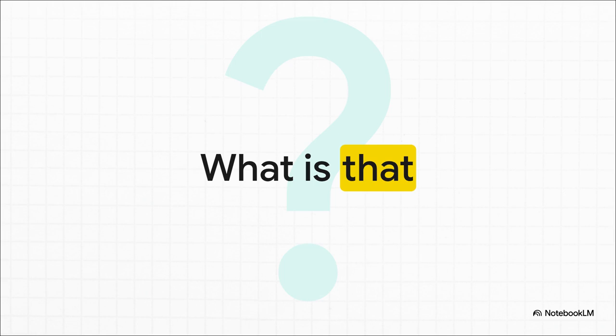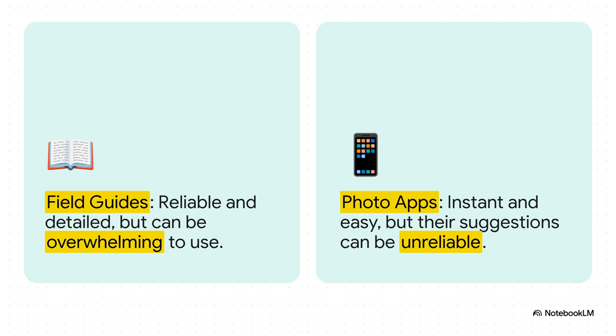But it's almost immediately followed by another, much trickier question. How in the world do I figure out what it is? And for years, we've really only had a couple of options, and let's be honest, both can be pretty frustrating. So you've got your trusty old field guide, right? It's jam-packed with reliable, super detailed info, but man, flipping through hundreds of pages of tiny birds or plants can be a lot. It's overwhelming.